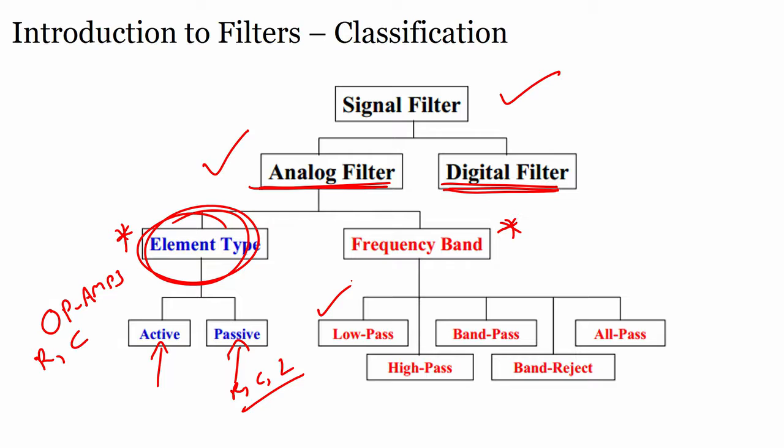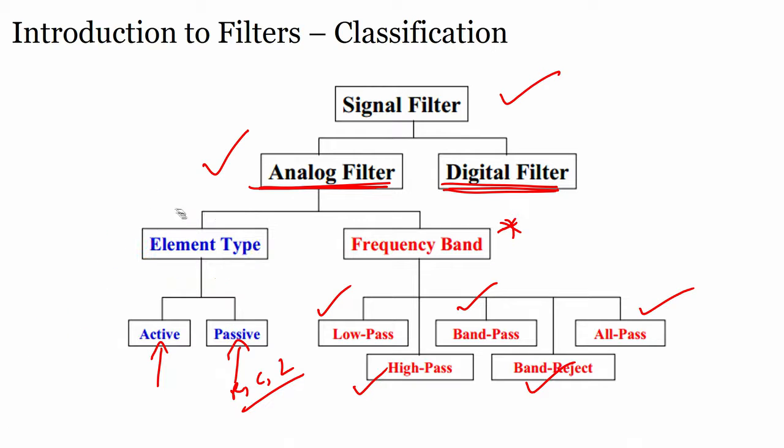If it allows the high frequency to pass, we will say high pass filter. If it allows a band of frequency to pass, we say band pass filter. If it allows only one particular band to reject and the rest of the bands to pass, band reject filter. If it allows all the frequency to pass, all pass filter, right. Extremely easy to understand filters in this particular way, alright.